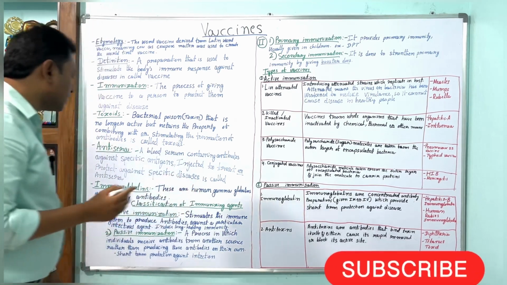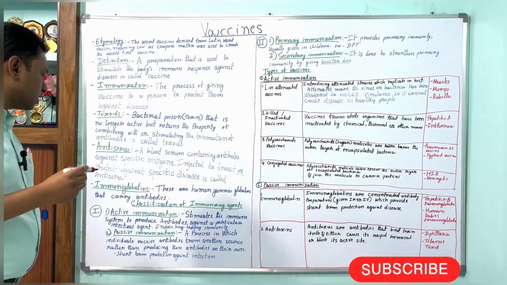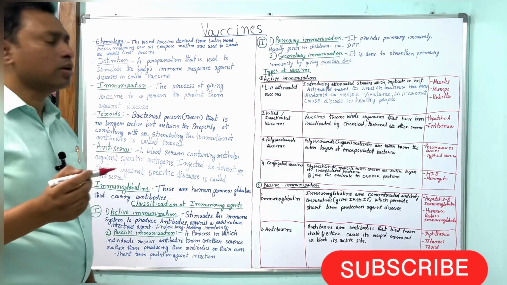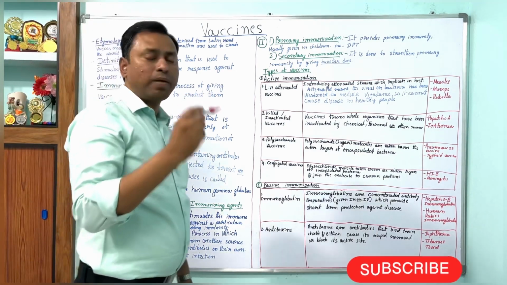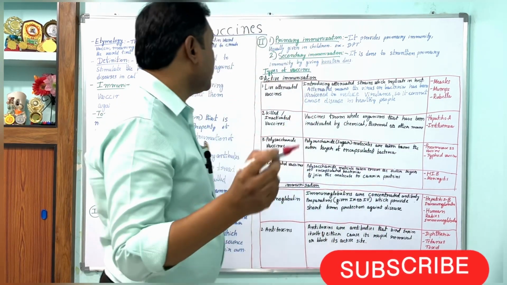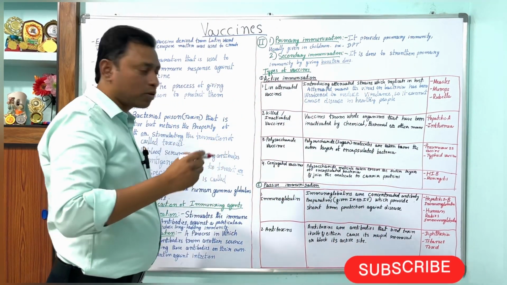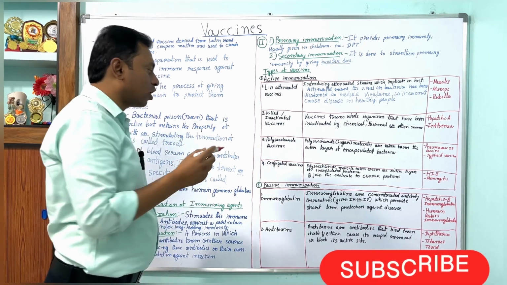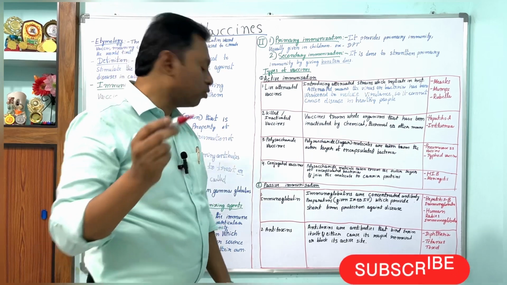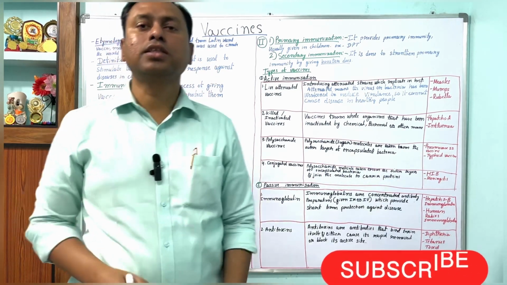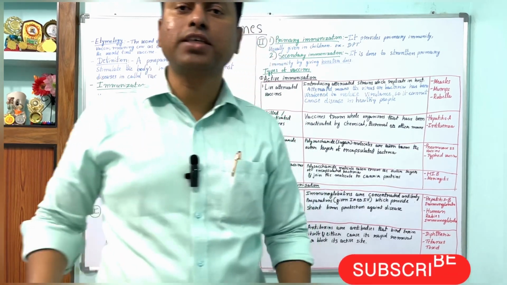Along with that, the classification of vaccine: active immunization, passive immunization, primary immunization, secondary immunization, and along with that, types of vaccine. That is live attenuated vaccines, killed vaccines, polysaccharide, conjugate vaccines, immunoglobulin vaccines, and antitoxic vaccines. These we will study in today's class.